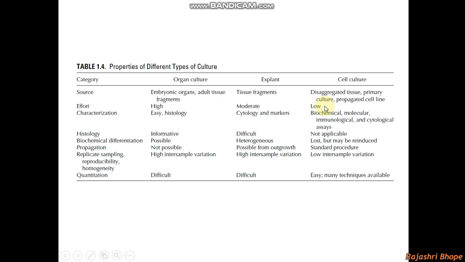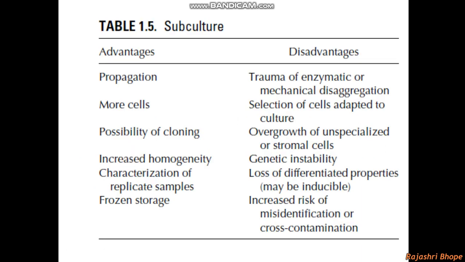So you don't get confused between in vivo and in vitro. In vivo means inside the body of an organism or in the natural environment, and in vitro is inside the glass, or say in an artificial environment in laboratories. Okay, so these are the other properties like characterization, histology, biochemical differentiation, propagation, sampling, reproducibility and quantitation. Subculturing advantages and disadvantages. This we'll discuss later on because this is another chapter included in your syllabus.